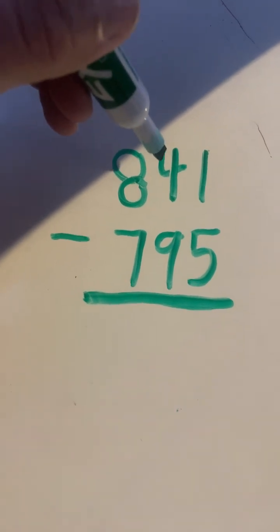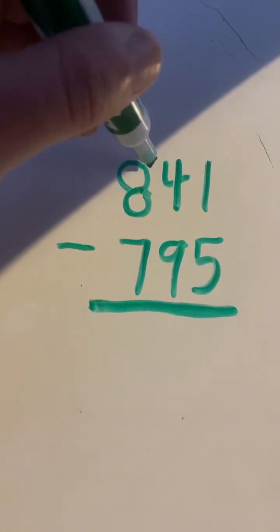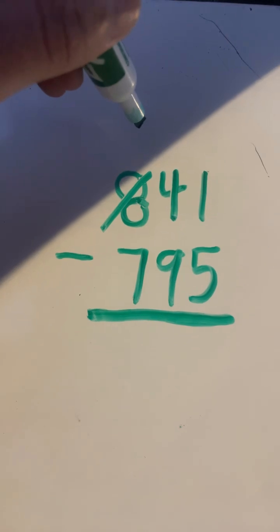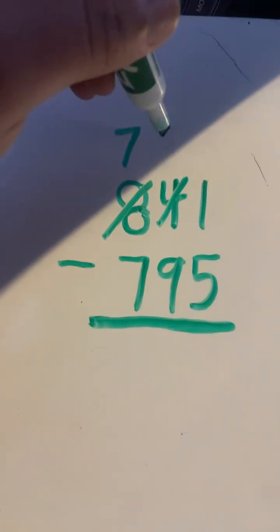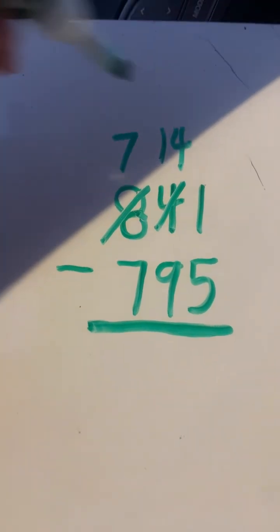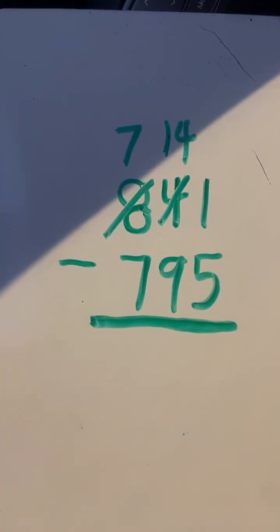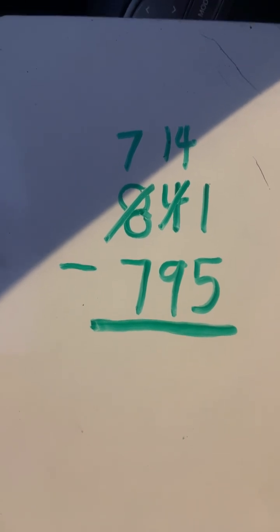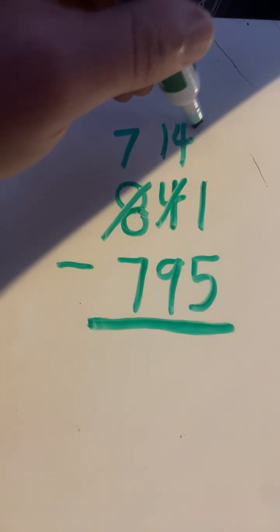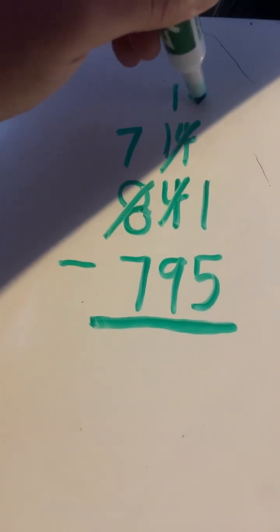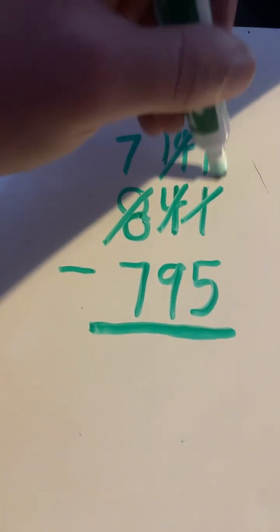So we're going to regroup in the tens place first. But what we're going to do is we're going to take a 10 from the hundreds place. The 8 is going to become a 7. The 4 is going to become a 14. Now that we're in the ones place, we have to take a 10 from the tens place. So that 14, we're going to take that 1 away there. That's going to become a 13. And that 1 is going to become an 11.